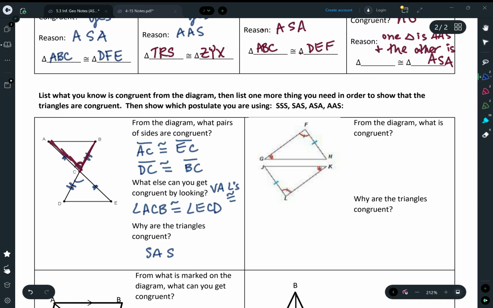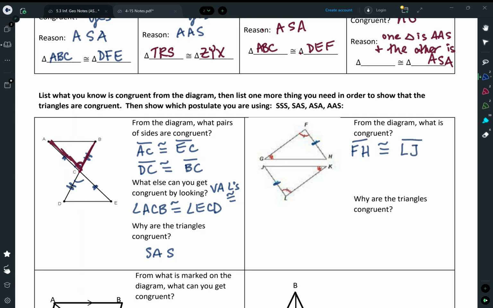All right, looking at our second problem from the diagram, what is congruent? Well, we have this side here and this side here. So I have segment FH congruent to segment LJ. Also, I know some angles are congruent. So I have angle K and angle G. And I have F and L. Angle F congruent to angle L.